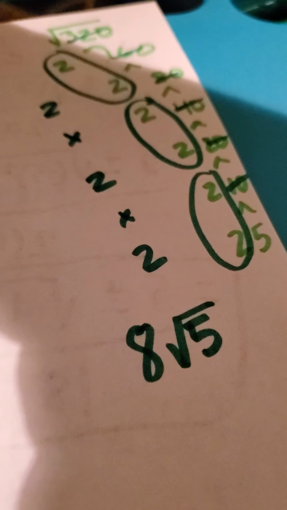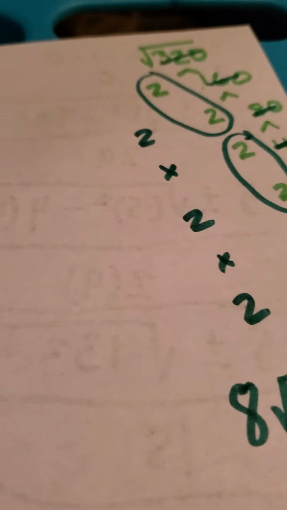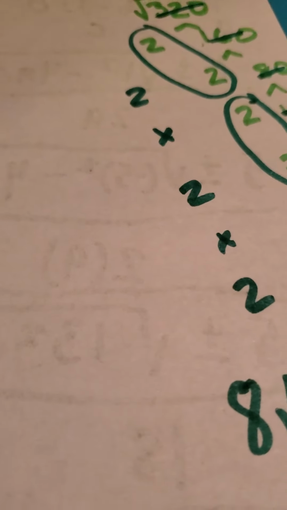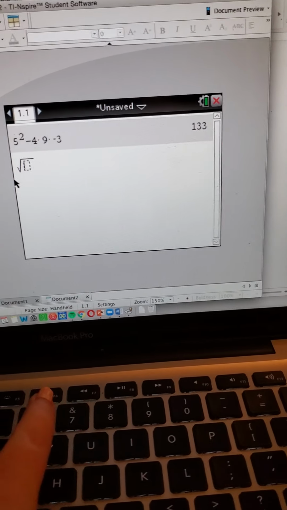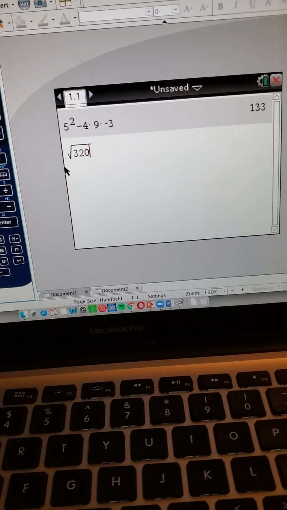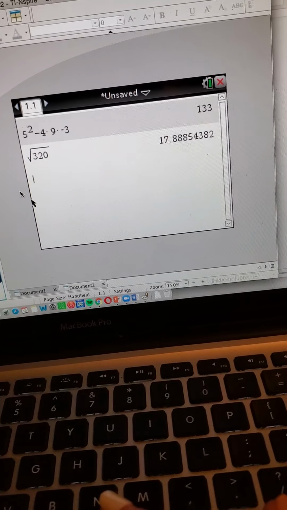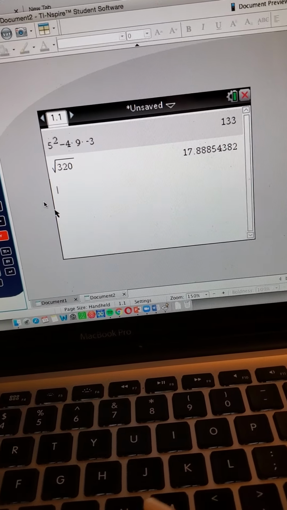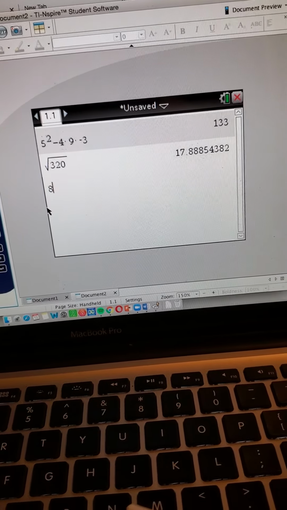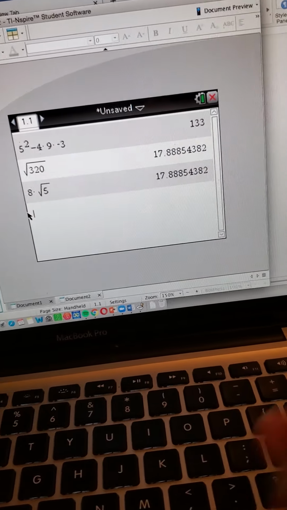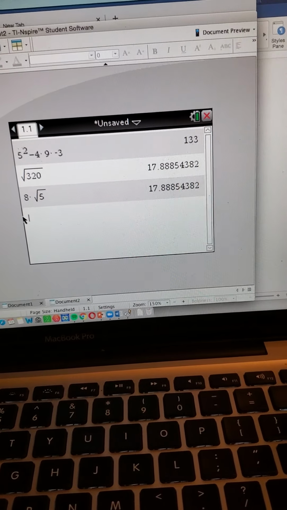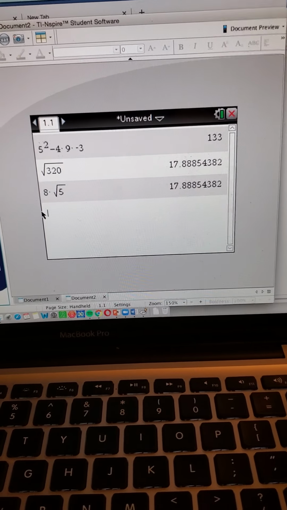So I'm just going to show you on the calculator how you can either verify your answer, or if you prefer to use the calculator, that's fine too. So my number was square root of 320. And your phone calculator can do this. I think you just have to turn it sideways. So I get 17.8885. And then the answer that we just came up with, 8 square root 5, gives me that exact same decimal. So when you get the exact same decimal, that tells you that you did it correctly.